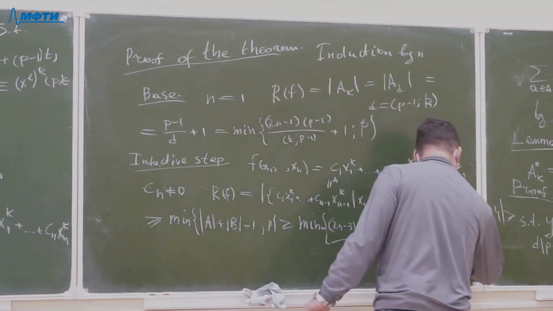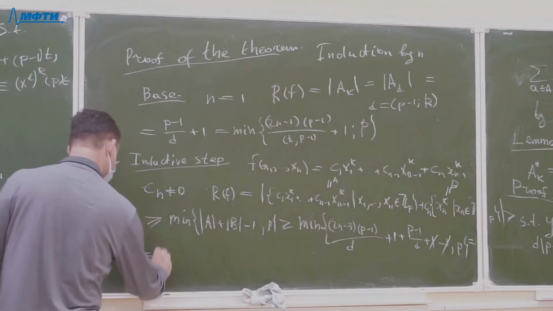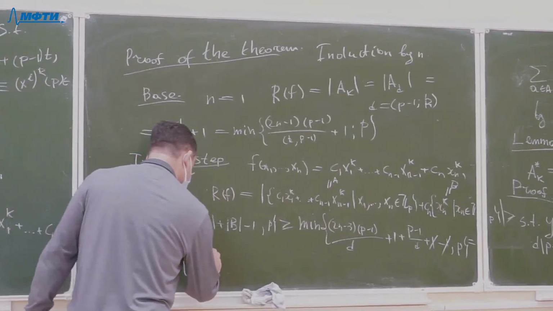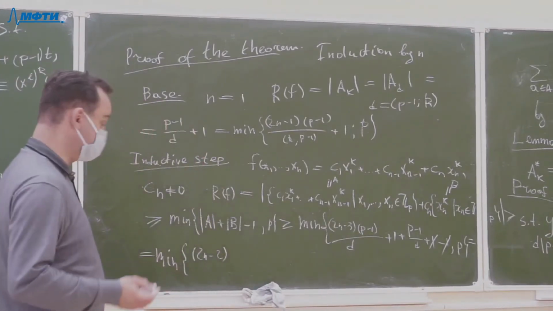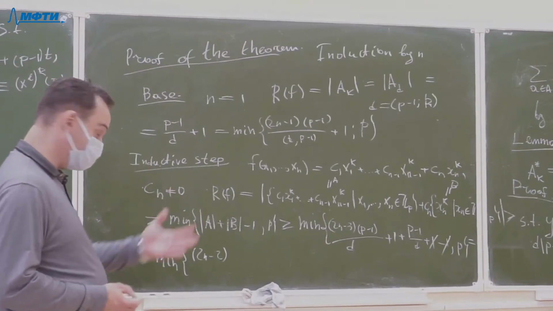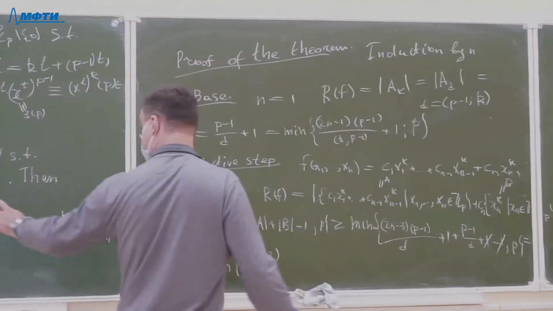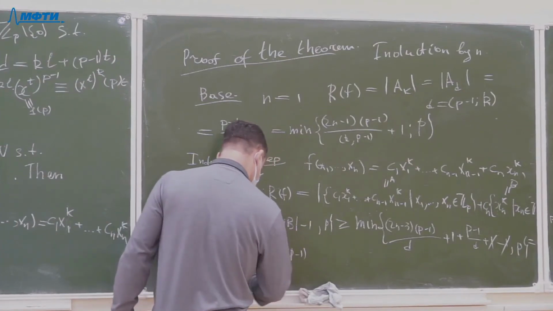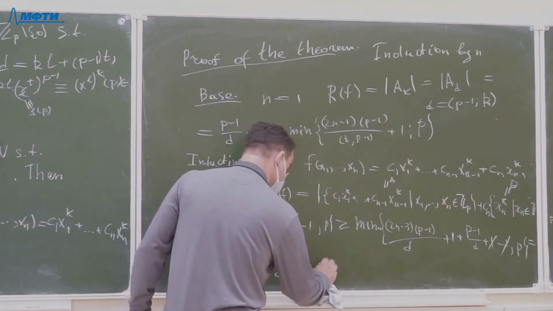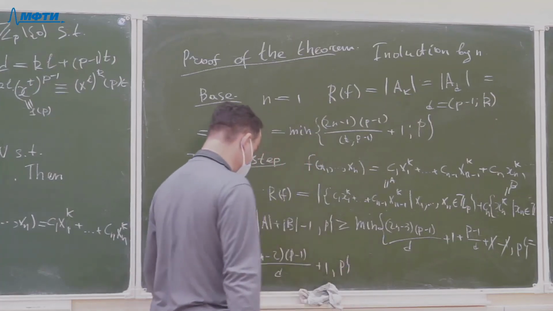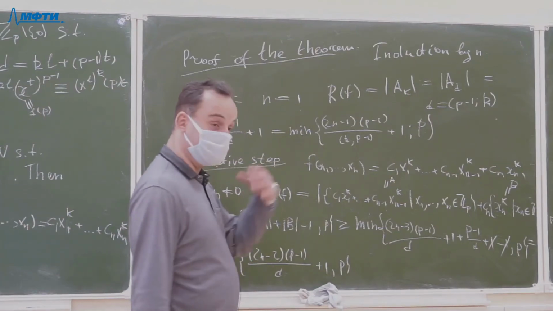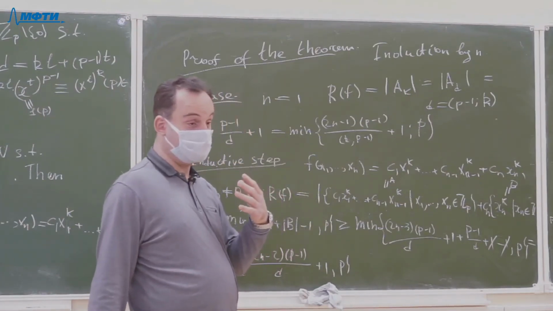We haven't proved the inductive step because Cauchy-Davenport doesn't give us the required bound. We have to obtain this bound. But we obtain 2n minus 2, not 1, by (P minus 1)/D plus 1 and P. We have to improve this bound from Cauchy-Davenport. That's why we need Vosper's theorem.